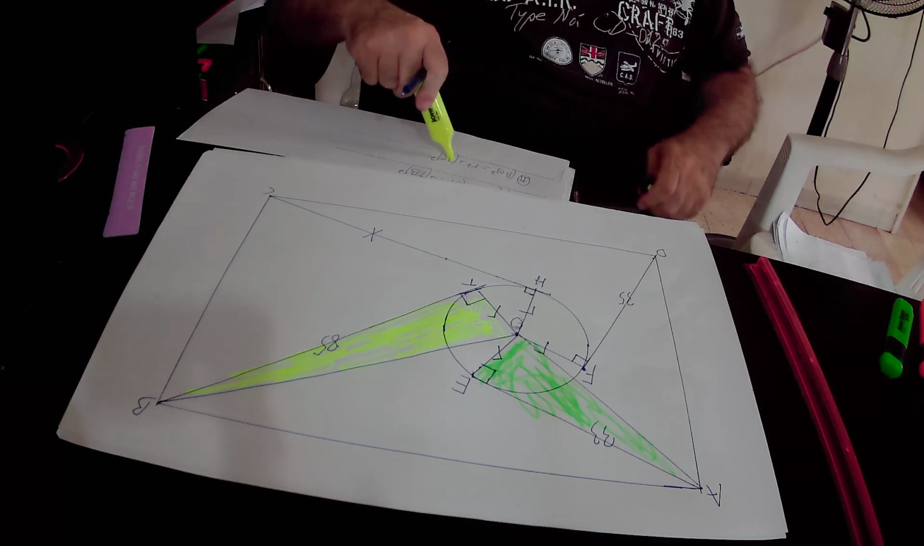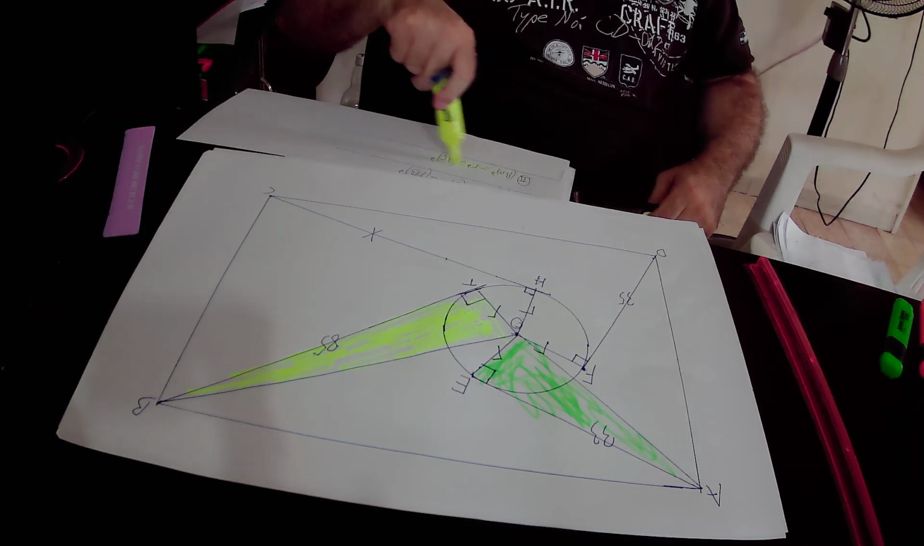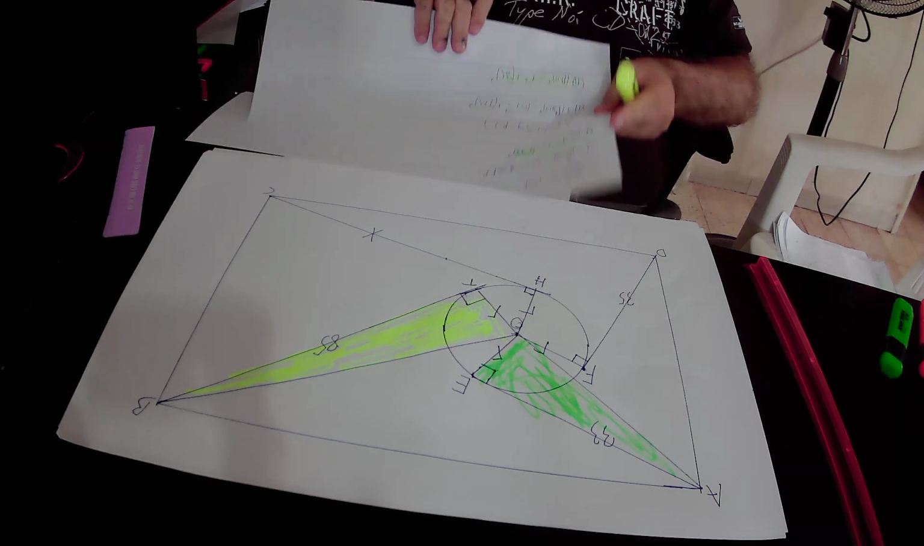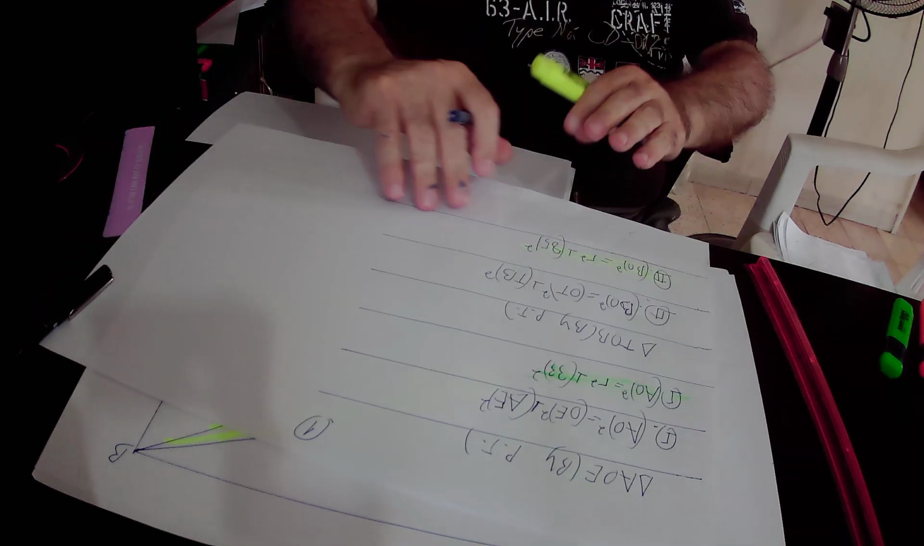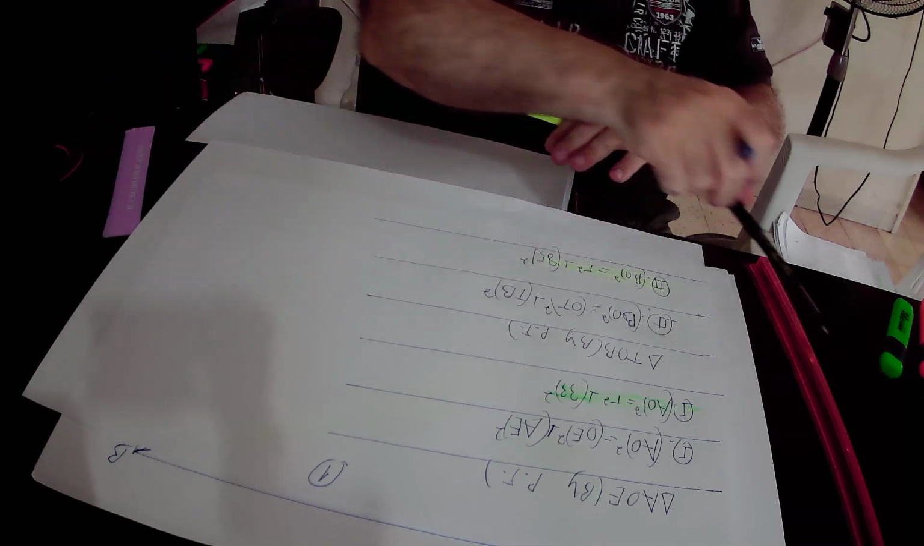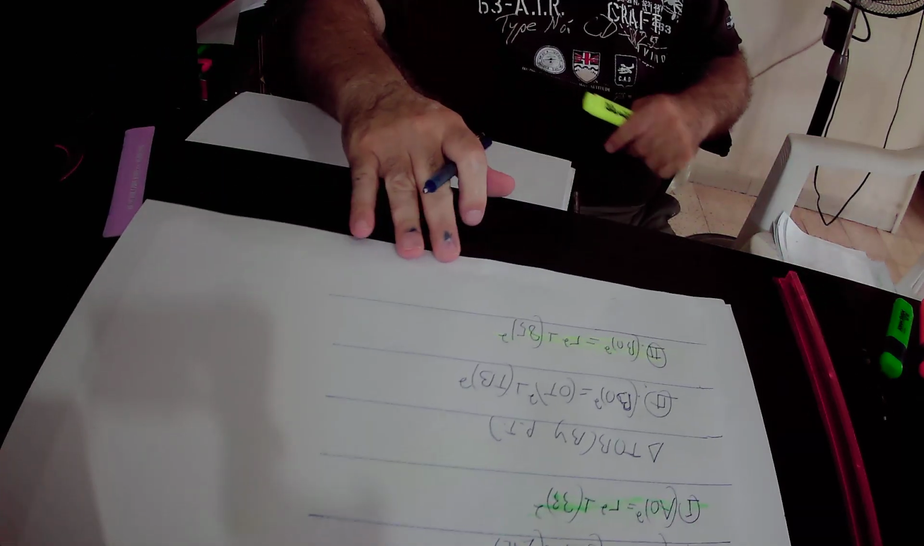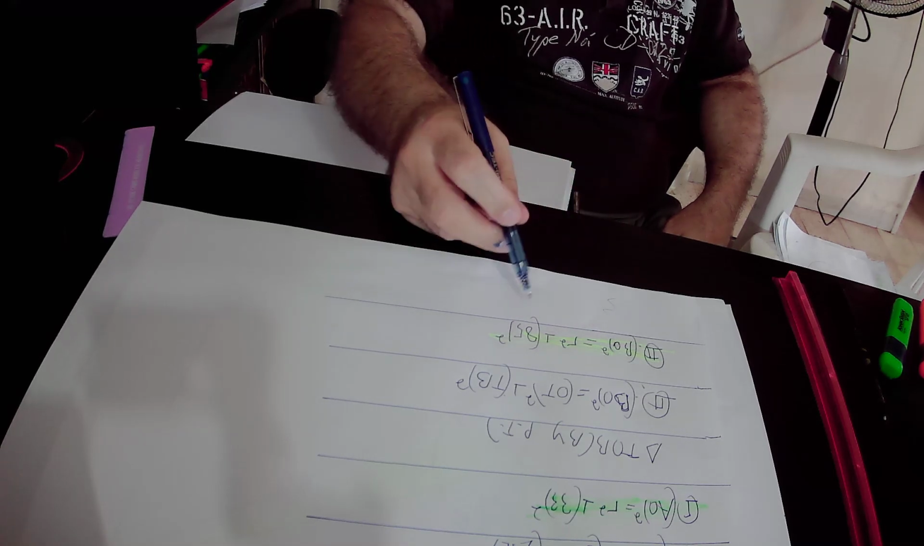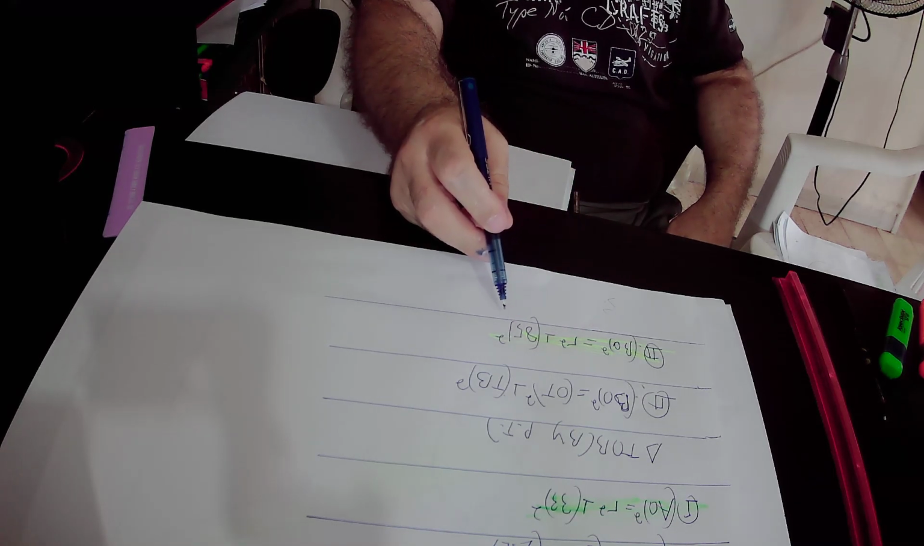In conclusion, we found out that according to equation number 2, BO squared equals R squared plus 85 squared.